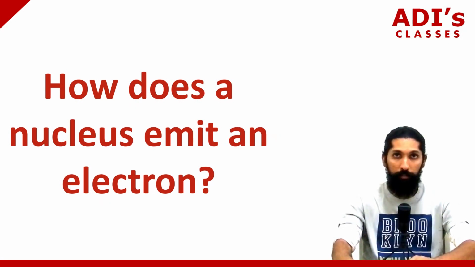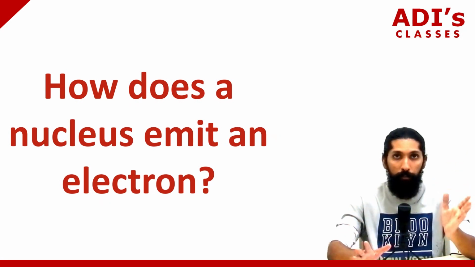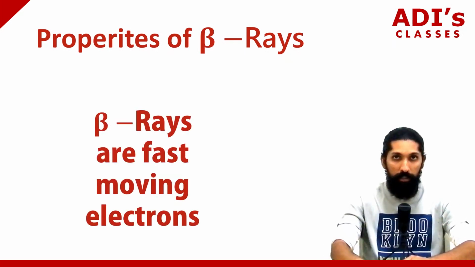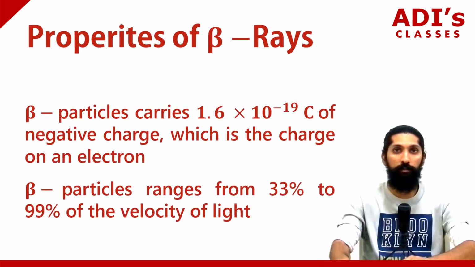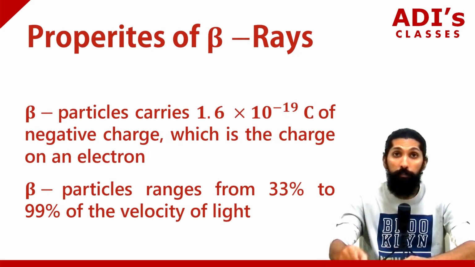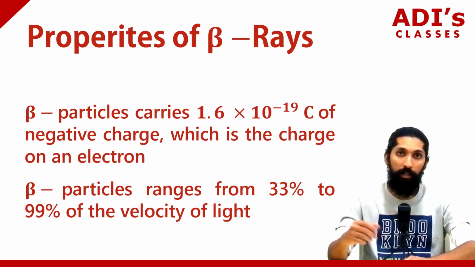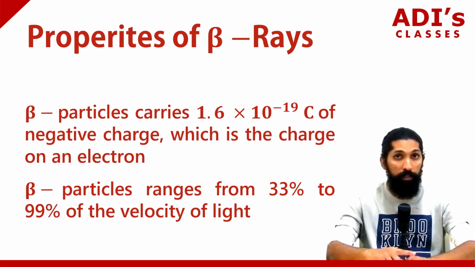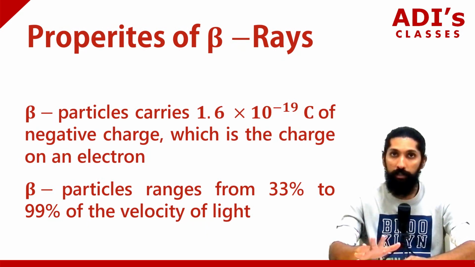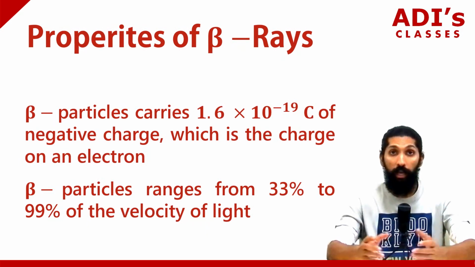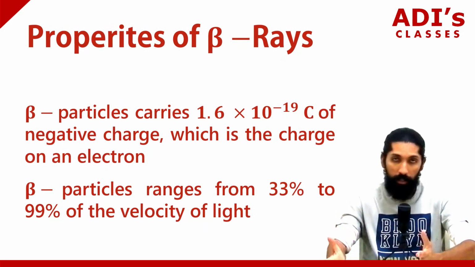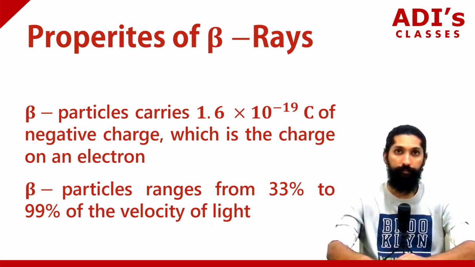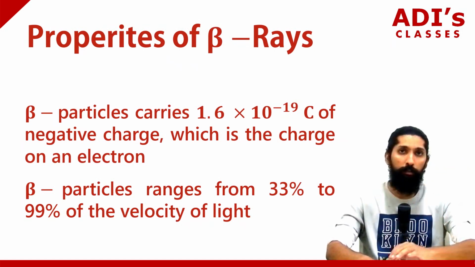And how do we know that? Because look at these properties. Here you can figure it out. So easy. Beta rays have a charge of minus 1.6 into 10 power minus 19. Which other particle has the same charge? Electron. Correct? And they come at a speed of 33 to 99% the speed of light. Again, a heavier body can never do this. It means it has to be an electron. Correct? Look at the other properties also.